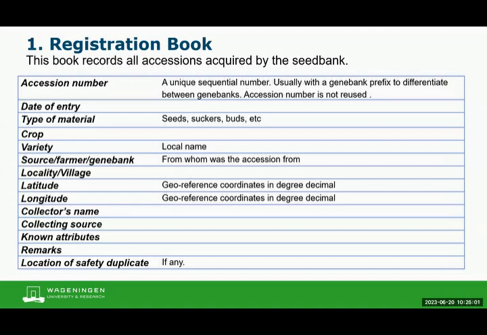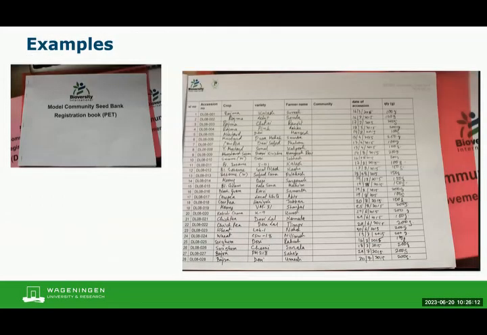So you can see that whenever a seed enters, we should have all this information noted inside a community seed bank. And I will give you an example also, of a registration book where you can see the accession number, crop, variety, the farmer's name or the community, the date of accession, so the date and time it has entered the community seed bank, and the quantity that has entered. There will be many others also, but for the time being, this community seed bank had only this information. So this is one example of a registration book.